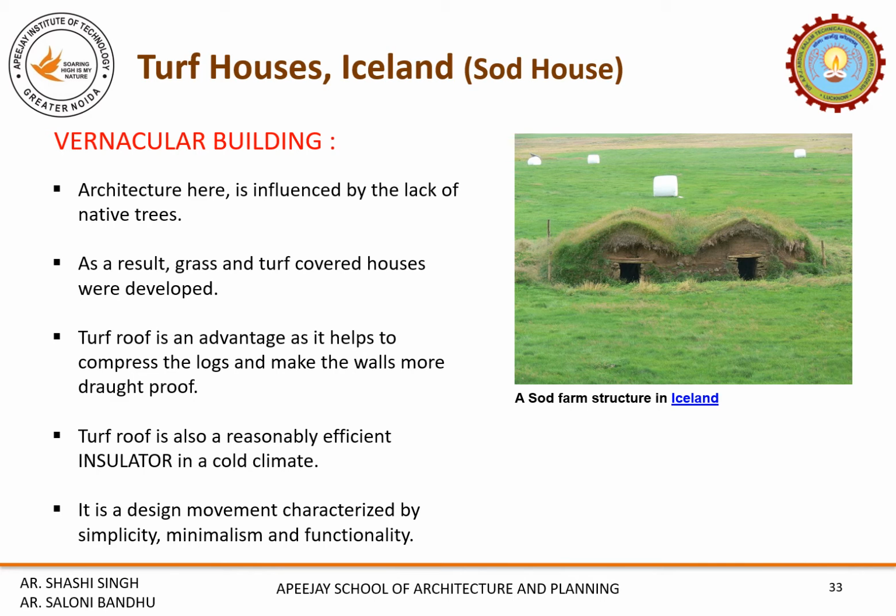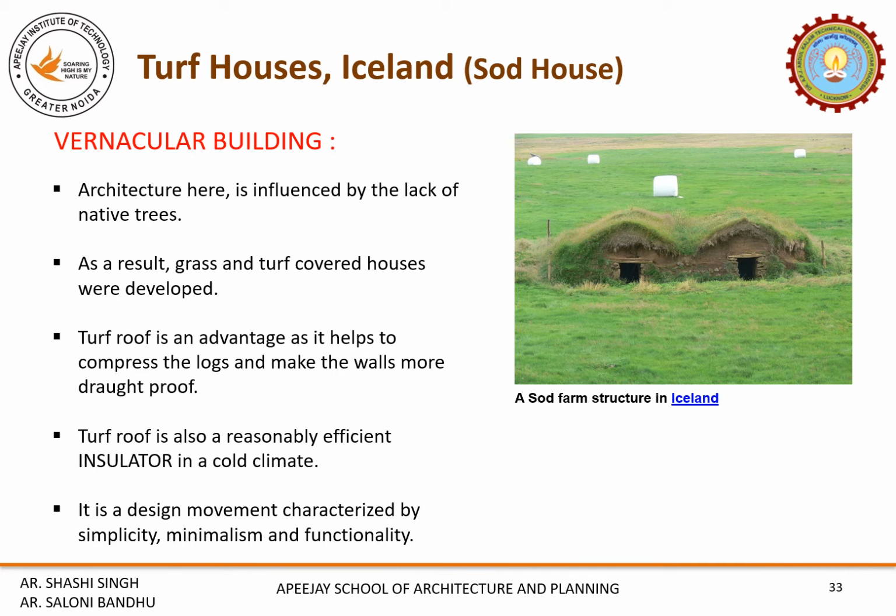As a result, grass and turf covered houses were developed. Turf is basically grass and surface layer of earth held together by the roots of the grass. The walls and roof of the house are also built in turf. The advantage of building the roof in turf is that it helps to compress the logs and makes the walls more drought proof. This kind of walls and roofs work as an insulator in cold climate.